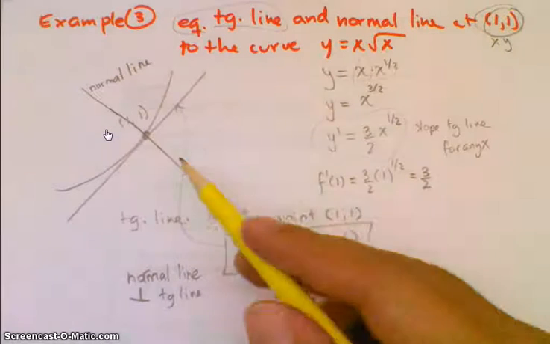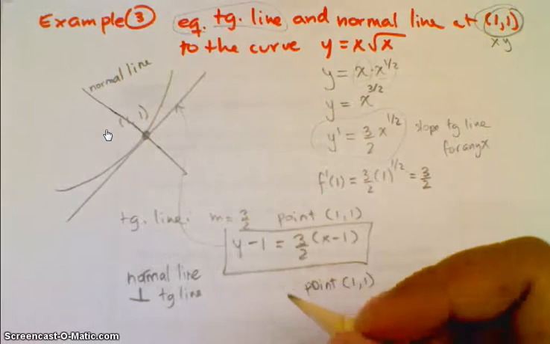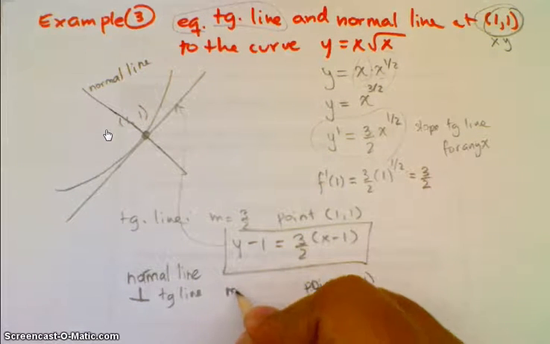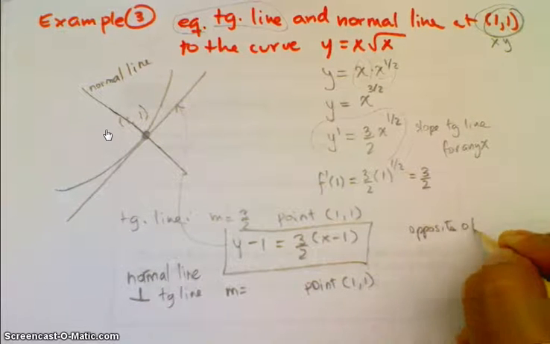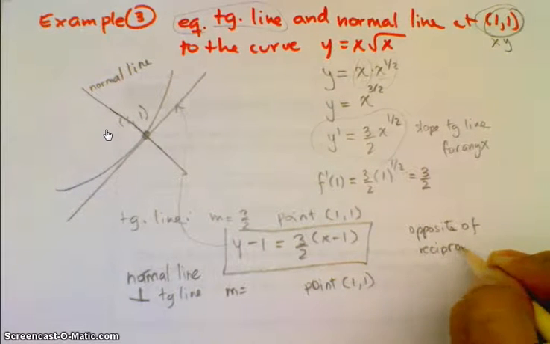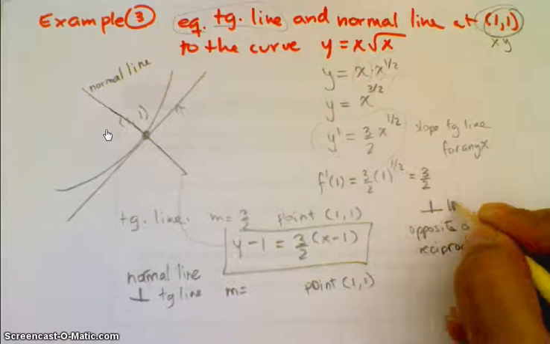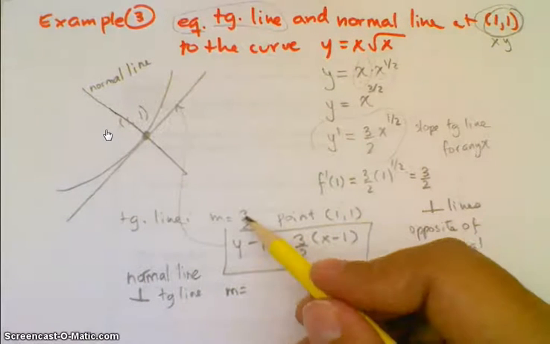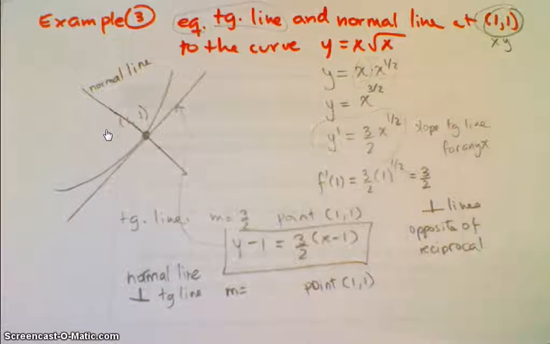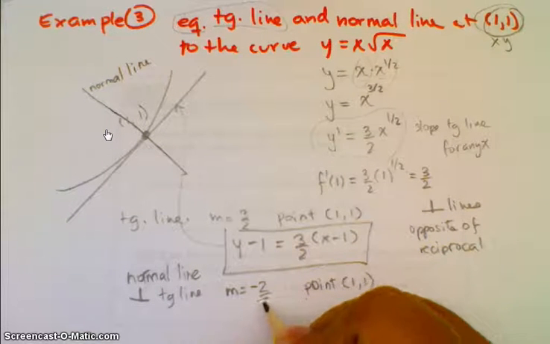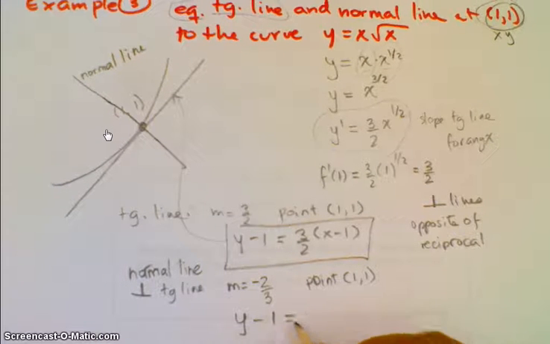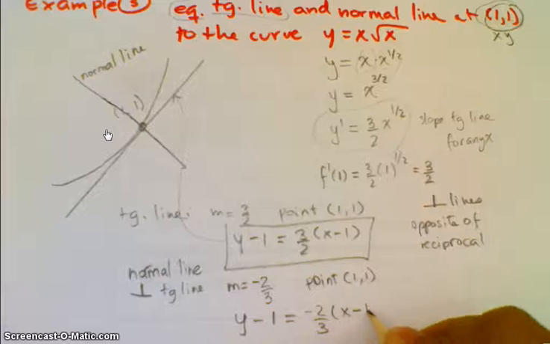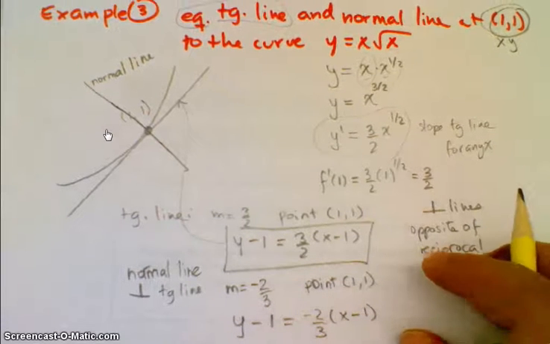And remember that for lines that are perpendicular, the slopes are the opposite of the reciprocal. So what would be the slope for this line? Opposite of reciprocal. And that's true for perpendicular lines. So what's the opposite of 3/2? Negative 3/2. What's the reciprocal of that? Negative 2/3. So what's the equation? Very simple. Y minus y1 equals negative 2/3 times x minus x1. And that's the normal line.